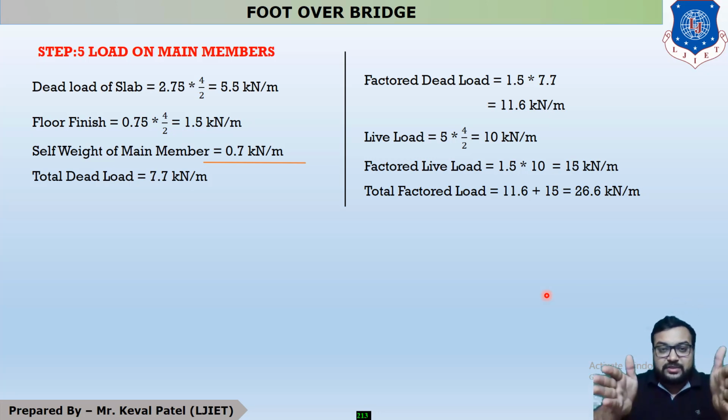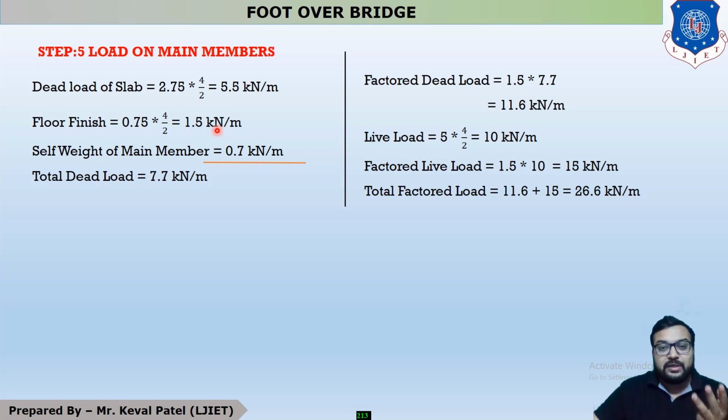Now the distance between these two main arrangements is 4 meters. So half of the load is transferred to this truss system and half of the load is transferred to the other truss system. So it is 5.5 kilonewton per meter. At the same time, your floor finish is also like this. So it is 0.75 into 4 by 2, which is equal to 1.5.